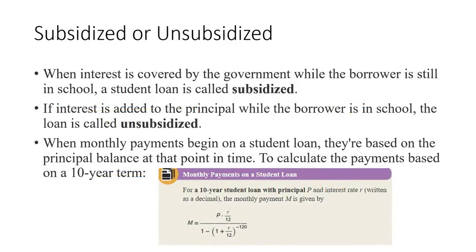Whenever interest is covered by the government while the borrower is in school, we call that student loan subsidized. If the interest is added to the principal while you're in school, then the loan is unsubsidized. Whenever monthly payments begin on a student loan, they're based on the principal balance at that point in time. And so if you want to calculate the payments based on a 10-year term, we can use the same monthly payment formula, slightly adjusted to include the value already predetermined for 10 years. So this is the same formula from the last chapter, it's just specific for a 10-year student loan.